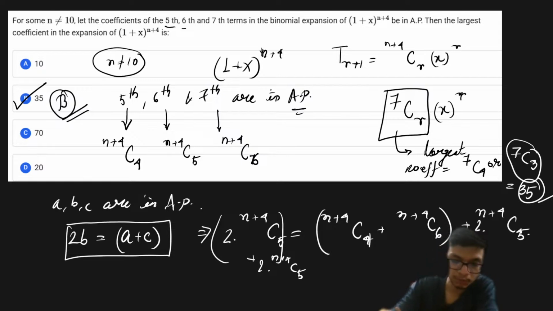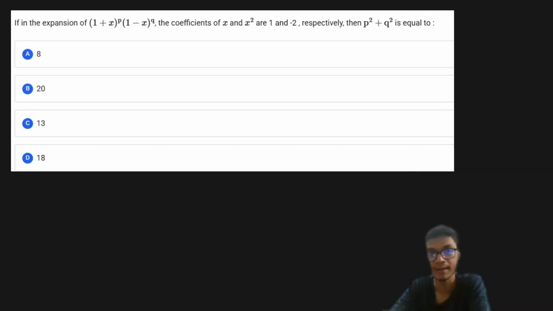All right, so let us proceed to the next problem. The next problem is again a very interesting problem. It is given in terms of (1+x) to the power p multiplied with (1-x) to the power q. Please don't consider that p and q are equal and just write it as (1-x square) whole to the power p. The question says that you have to find the coefficient of x and x square.